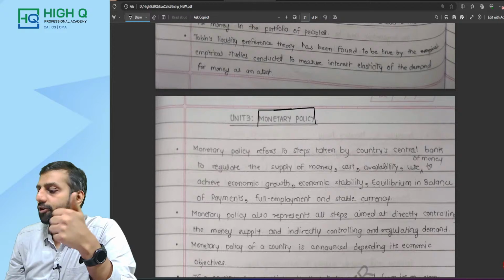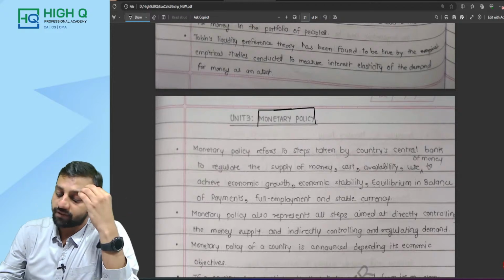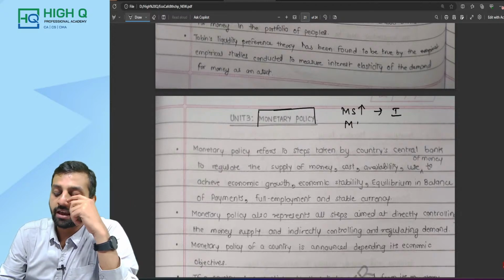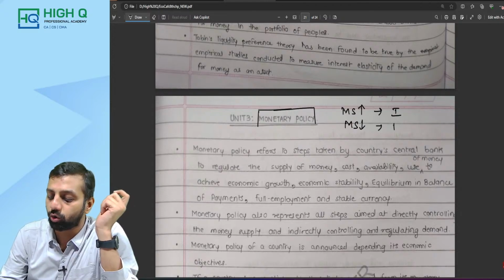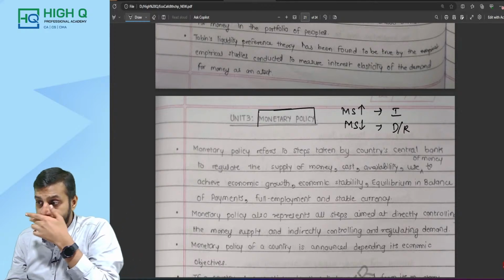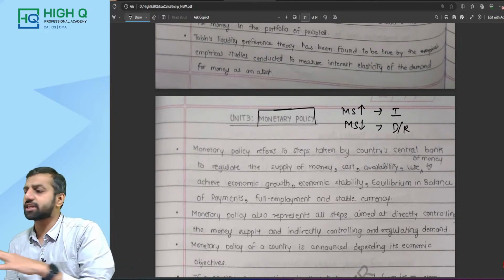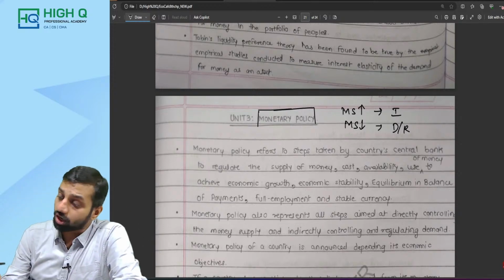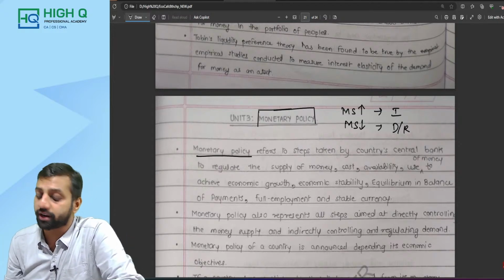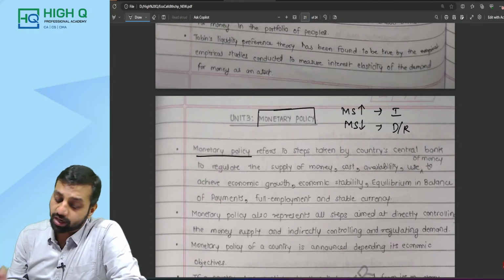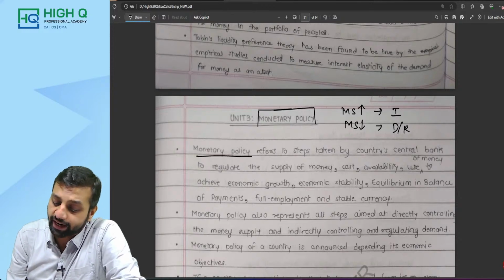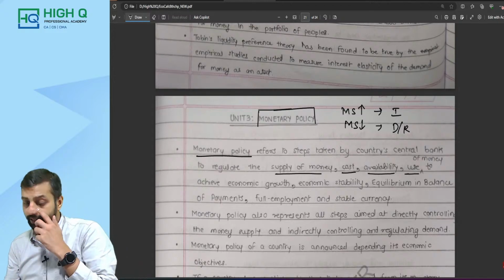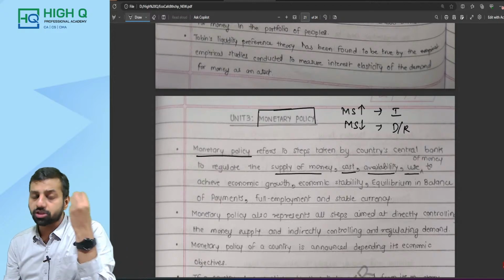We have studied demand for money, we have studied supply of money. We said that if in the economy money supply is more, it will lead to inflation. If money supply is less, it will lead to deflation or recession. Now, do we want inflation, recession, or stability? For stability, we need to announce a monetary policy. Monetary policy is used to regulate the supply of money, cost of money, availability of money, and the use of money.